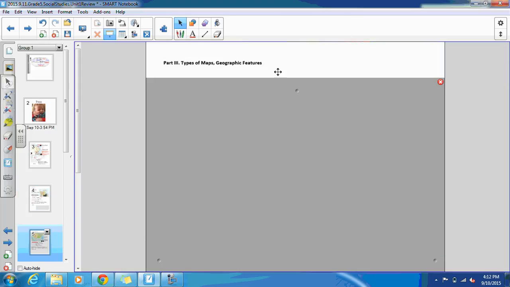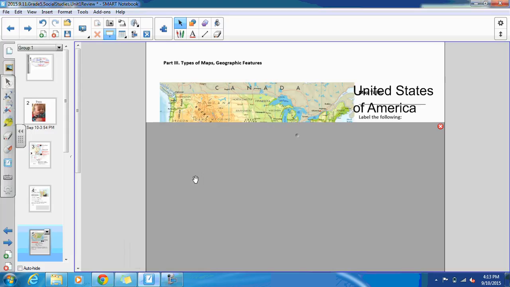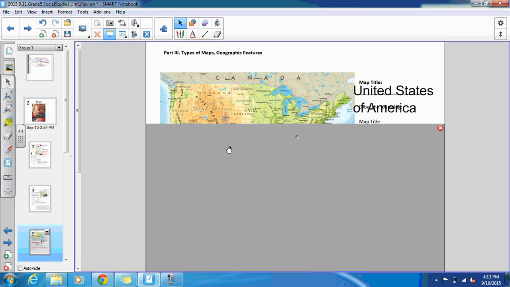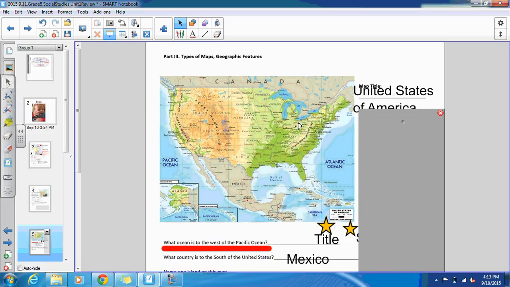part 3, types of maps and geographic features. So, again, I'm going to label the map title. Remember, the map title can be anywhere. For this one, it is going to be right here, where my cursor is, inside of a box that also has the scale. So I have 2 stars, 1 for the title and 1 for the scale.